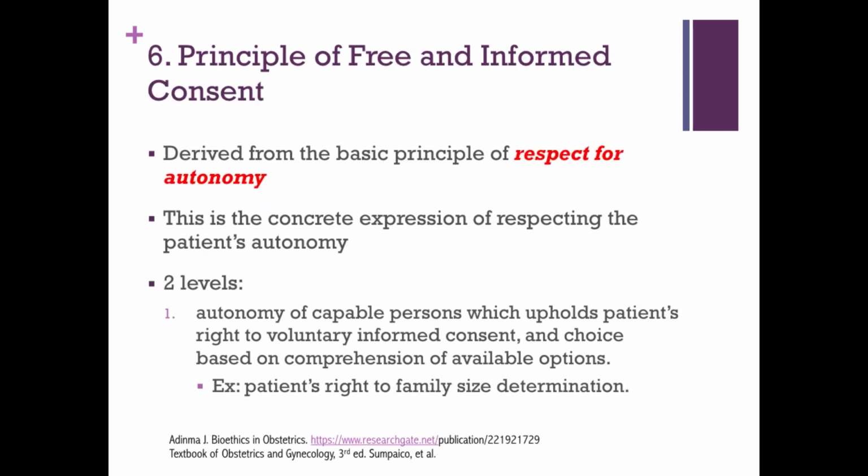Number 6 is the principle of free and informed consent. This is derived from the basic principle of respect for autonomy. This is the concrete expression of respecting the patient's autonomy, and it comes in two levels. The first is autonomy of capable persons, which upholds patients' right to voluntary informed consent and choice based on comprehension of available options. Example, the patient's right to family size determination.